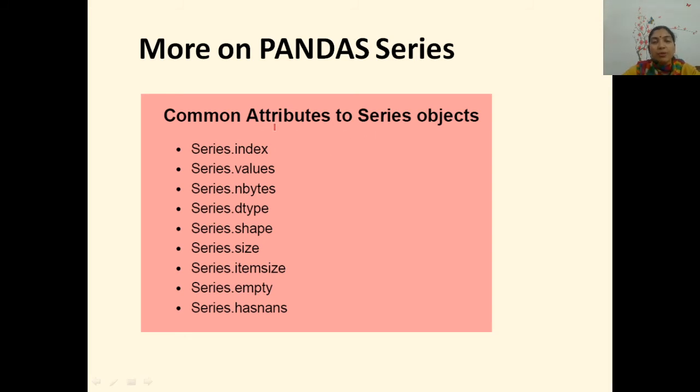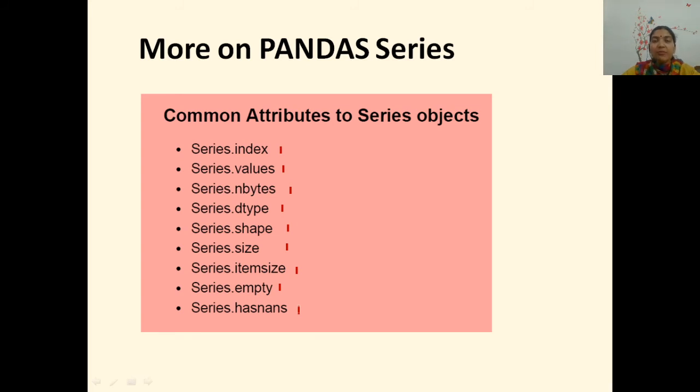What are the attributes that are available with the series objects? In that series we can see the indexes. Whatever values are stored in a series, we can always find out. We can see the number of bytes utilized by that particular series object, the data type of the series, the shape of the series, the size of the series, and the size of every item of the series. We can see whether the series is empty or has NaNs. Has NaNs means whether it contains NaN values or not.